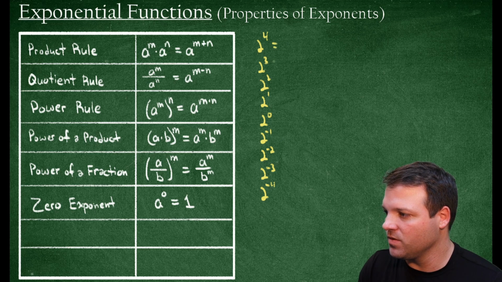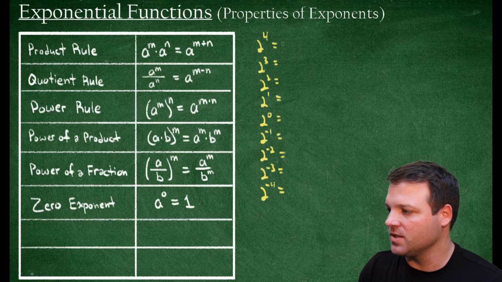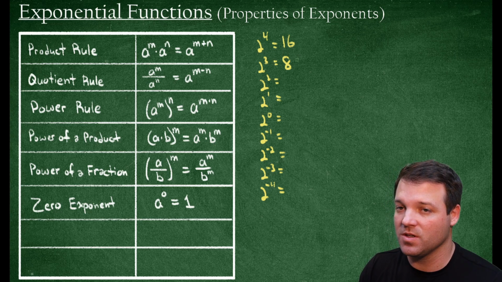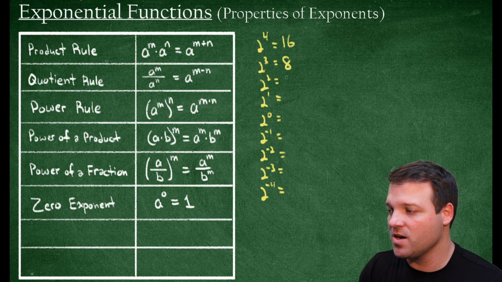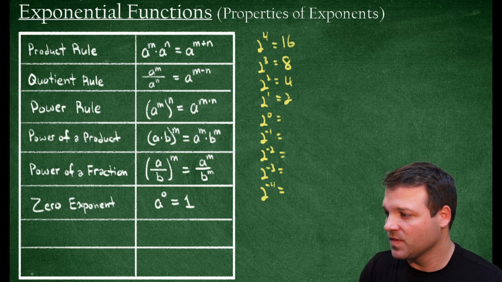What are all of these equivalent to? Really the one we're after is the one right in the middle, which is 2 to the 0th power. But let's take a look. 2 to the 4th is equivalent to 2 times 2 times 2 times 2, which is 16. 2 to the 3rd is 2 times 2 times 2, which is 8. 2 squared is 2 times 2, which is 4. 2 to the 1st power is 2. Let's skip 2 to the 0th power for now, assuming we just don't know what it is, and let's go ahead and use 2 to the -1st power.